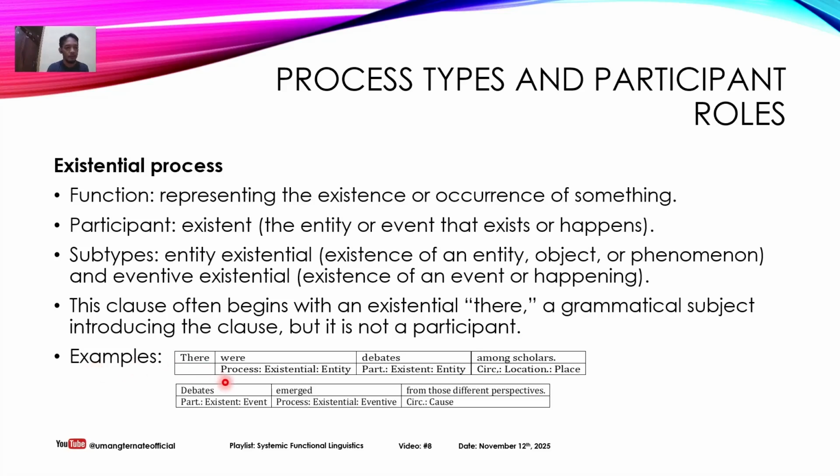Let's look at the example. There were debates among scholars. Here, the verbal group where is the existential process, in this case entity, and the entity or the existent is the debates. Here among scholars is the circumstance. These two clauses may share similar meaning, but they are different.